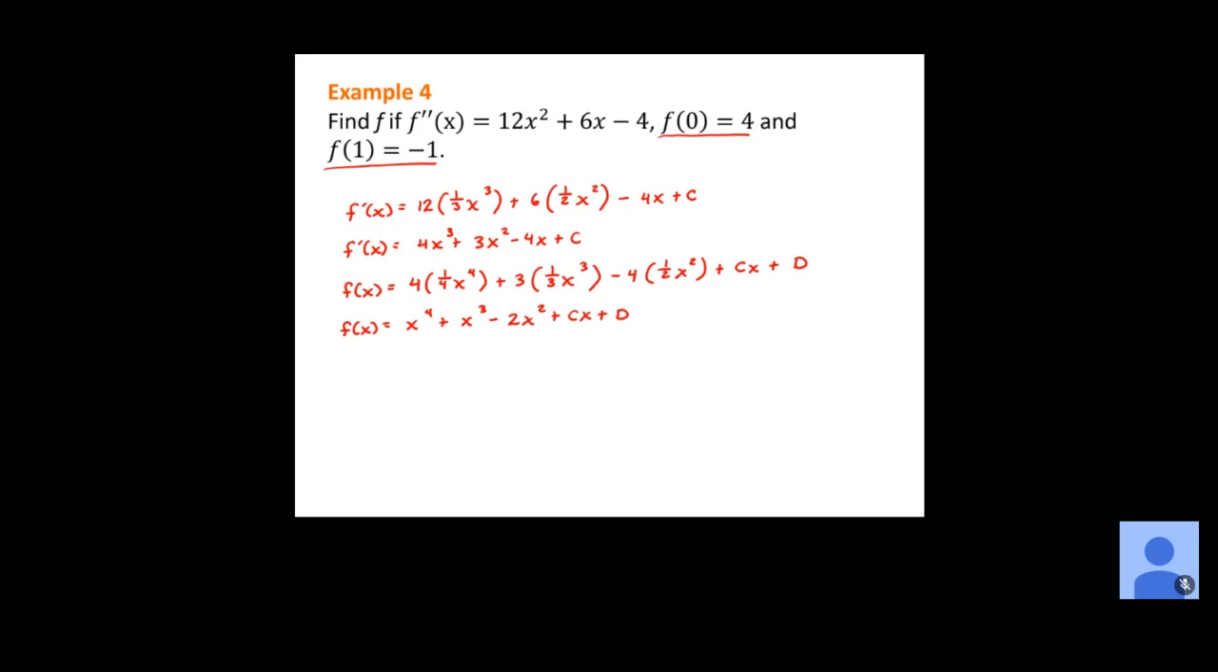So now our goal is going to be to find c and d so we can find the specific function whose second derivative would be what we got there. Okay, and it has to go through these points. So what do you think we should do first?